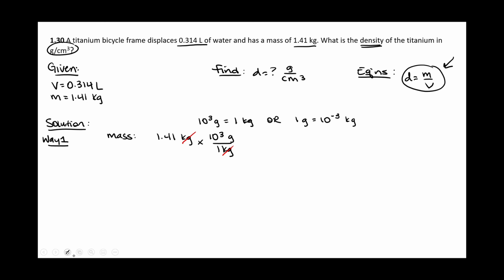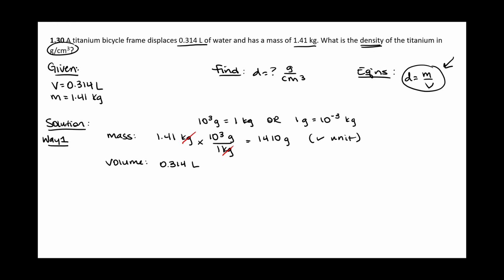And this will end up giving me 1,410 grams. Now I have the correct unit. Just write that like this. And now I can deal with the volume side of the problem. I was given 0.314 liters, and I need to somehow get to cubic centimeters.